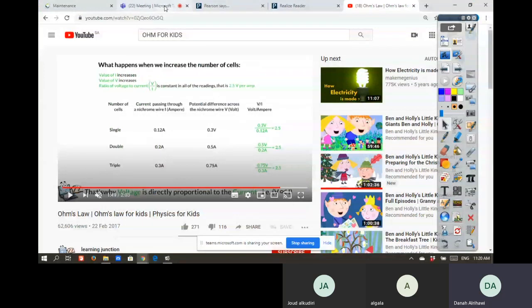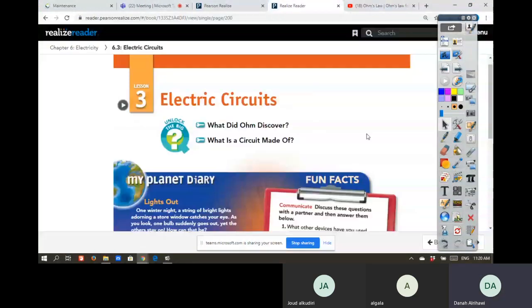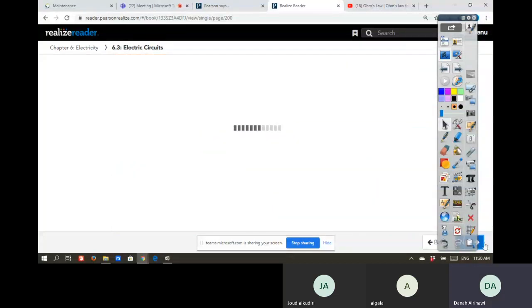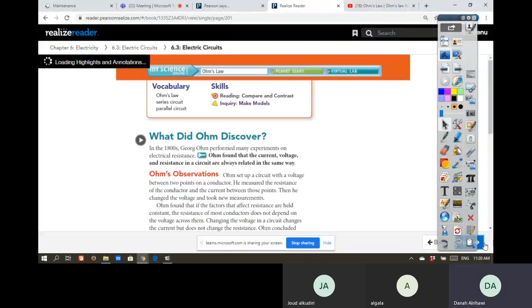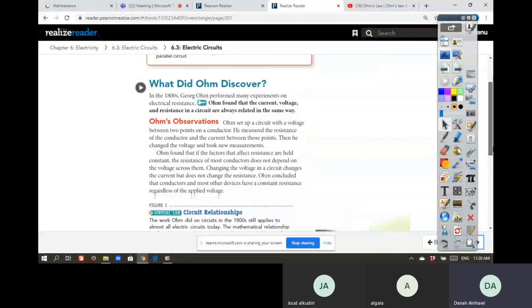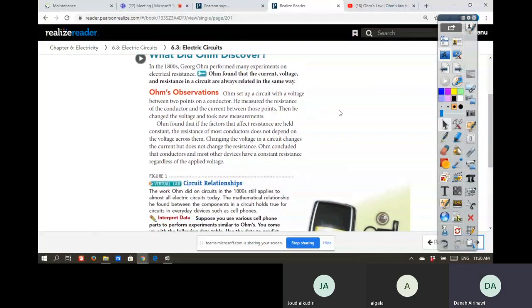of the cell. So what did he do? He found an equation. He said that some conductors, when the current passes through, make a resistance that stops it. So from Ohm's observations, Ohm found that the current and the voltage and the resistance in a circuit are always related in the same way.